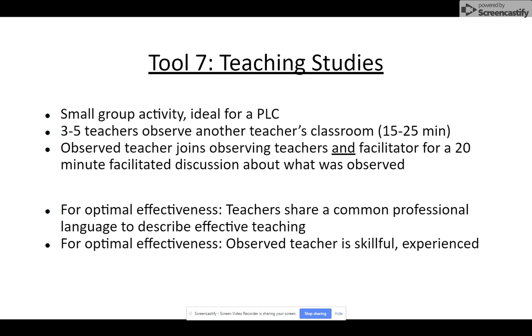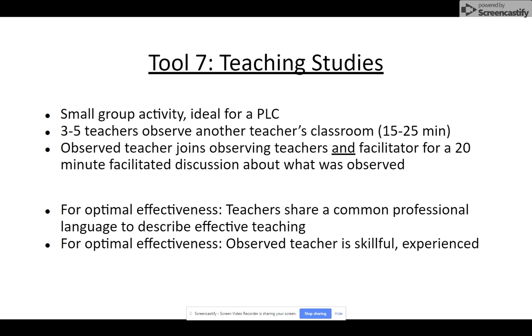So they're getting a chance to see enough of a lesson with the strategies being used and the opportunity to see how it's impacting the learners. But then the goal at the end of this is that you have the observed teacher joining the group, including the facilitator, which would be you or another evaluator in your building, for a facilitated discussion about what was observed in the classroom.